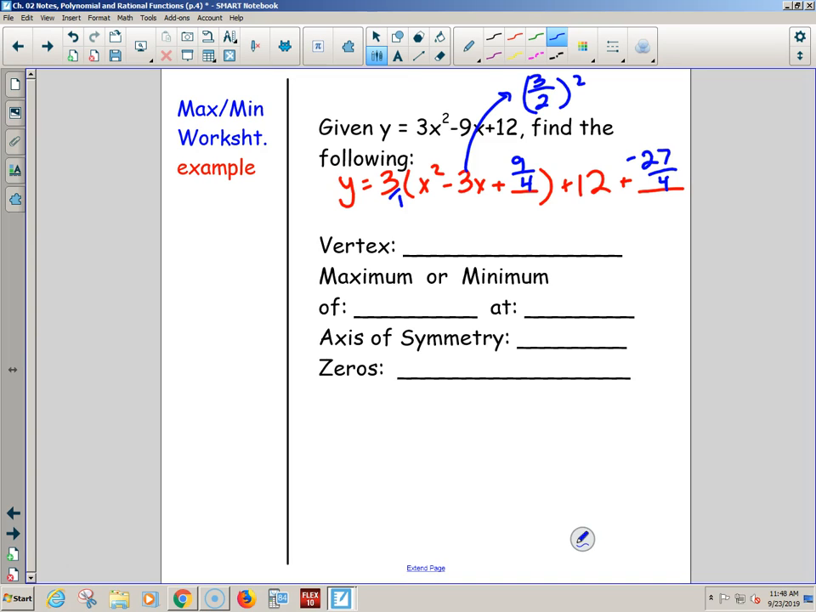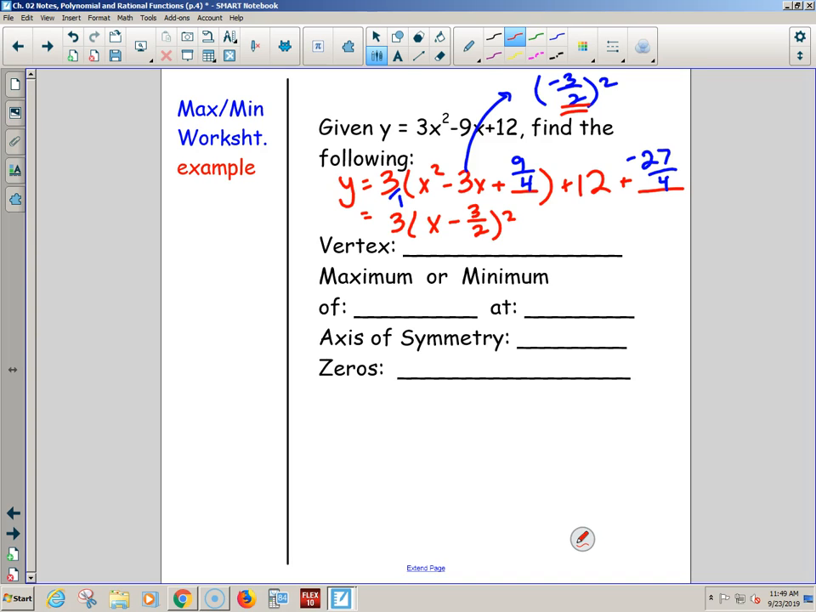Oh, but wait a minute. That was a -3, right? But does that affect this dude? What's a negative square? Okay, so it doesn't affect him. But it does affect when I get into my vertex form, because my vertex form says factor and keep this guy, right? So it's x minus 3/2 squared.